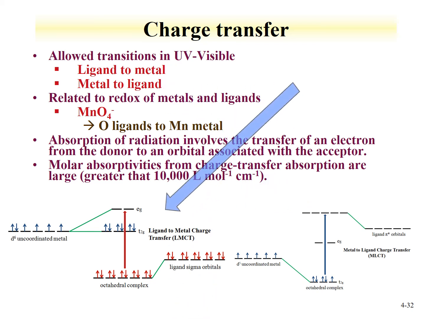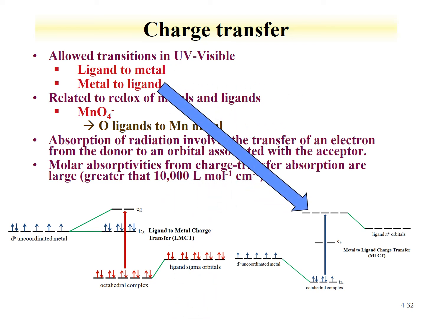The other route would be metal to ligand, and this is shown here, where we have these T2Gs going to ligand orbitals in UV visible spectra. These energies are relatively high, so we'd expect these molar absorptivities to be observed at lower wavelengths.